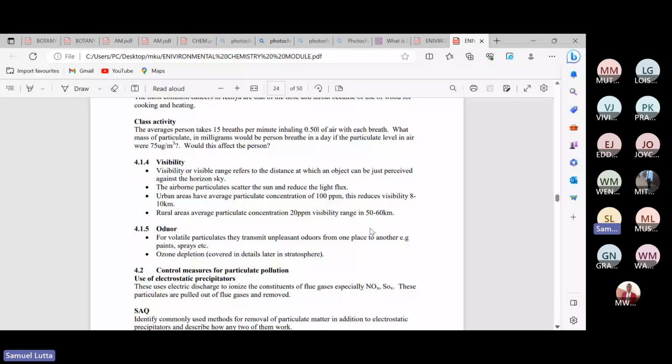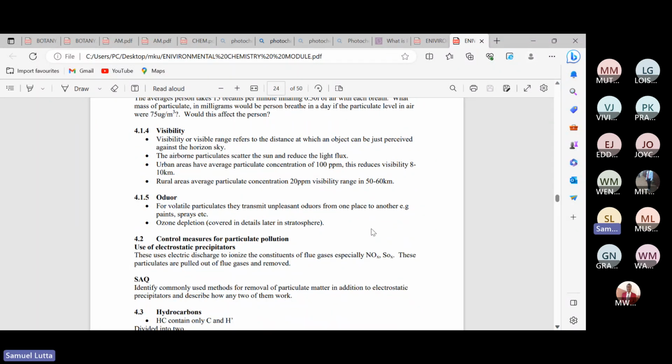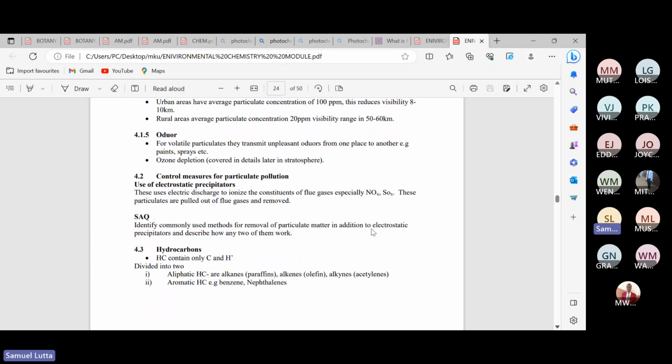So to control this particulate matter, there's a technology which is called electrostatic precipitation. This electrostatic precipitation uses ions to attract these particles and remove them from the atmosphere. So we have what we call electrostatic precipitation, where we attract the particles and then they're removed from the atmosphere, by being attracted by the charges.